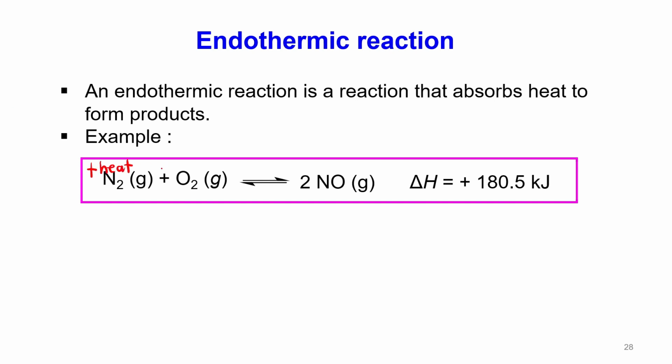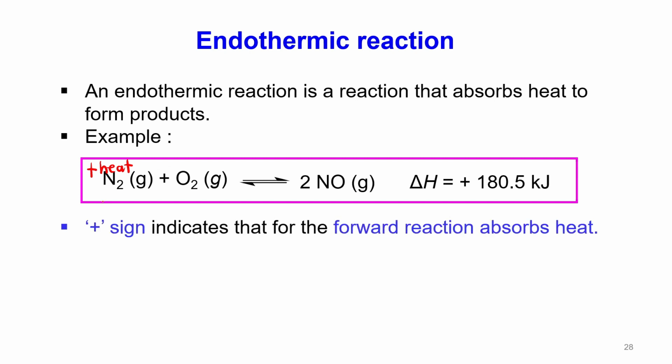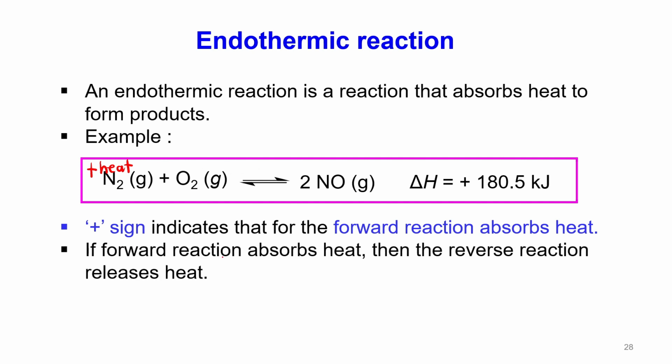So heat, okay, kita letak di bahagian reactant. Positive sign indicates that the forward reaction will absorb heat. Jadi kalau dia nak jadi ke hadapan, dia akan absorb heat. So if forward reaction absorb heat, then the reverse reaction will release heat. Okay.